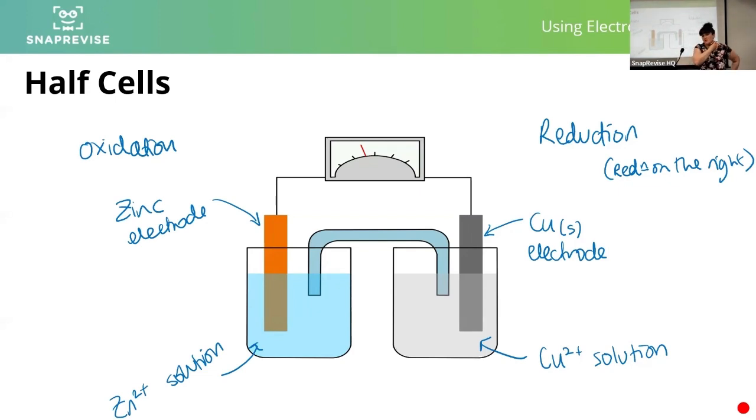What else can I label on this diagram? You don't need to label beakers or wires, but what does this thing look like it could be? It's going to be a voltmeter, useful for measuring the electromotive force, the EMF of the cell as a whole. And then this thing in the middle is what? That is our salt bridge. Make sure I spelled that right.